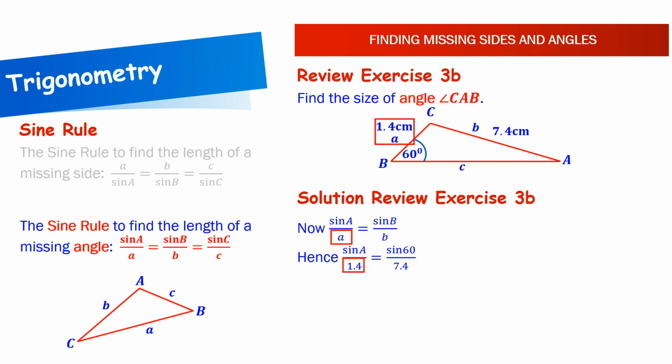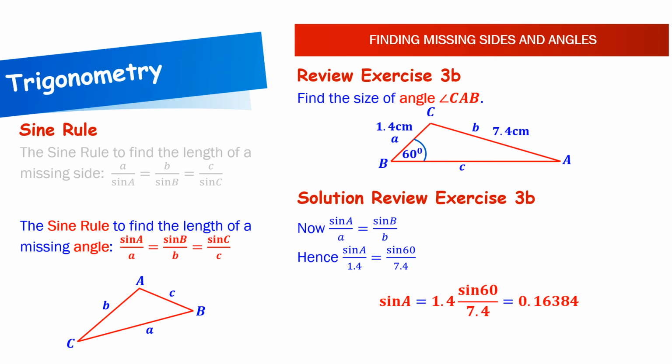So little a equals 1.4 centimeters, little b equals 7.4 centimeters, and the angle capital B equals 60 degrees. And so rearranging gives us sine A equals 1.4 times sine 60 over 7.4, as shown.